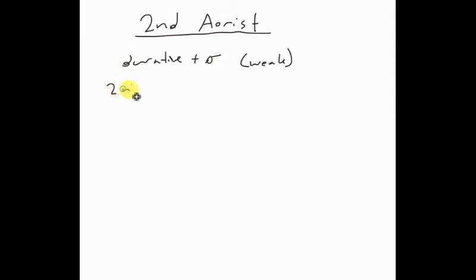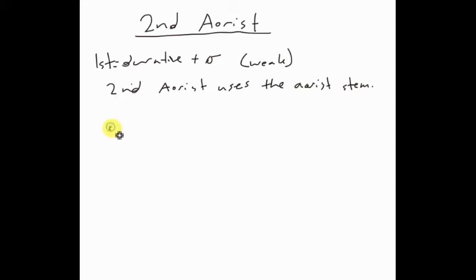So the second aorist, we'll say this is the first aorist. The second aorist uses the aorist stem. That's why in the previous video I said that the second aorist requires a little bit more memorization, because you can't just figure out what the aorist stem is unless you already know what it is. So I'll give you some examples of verbs that use the second aorist stem.